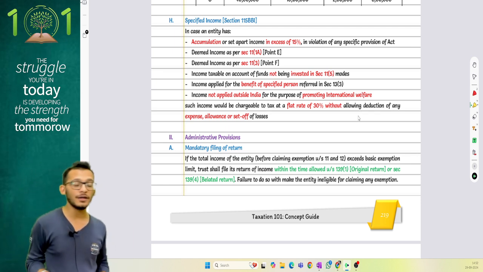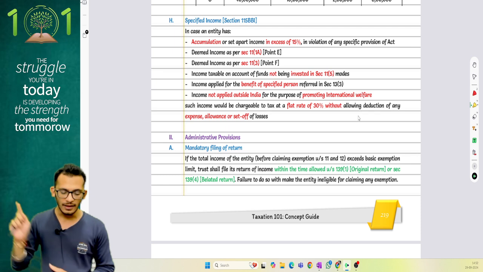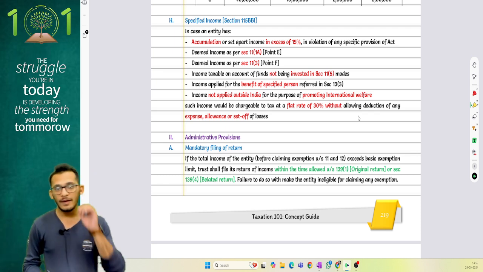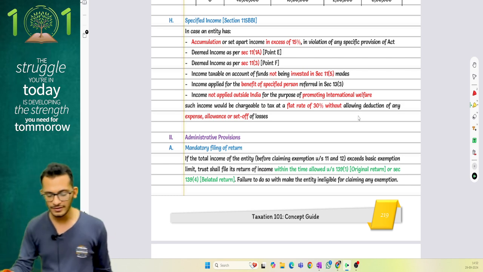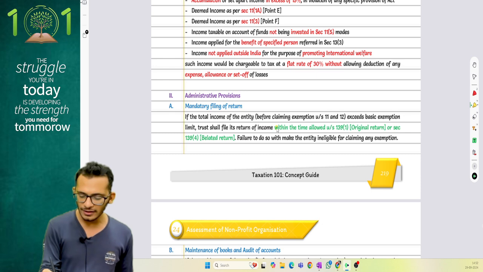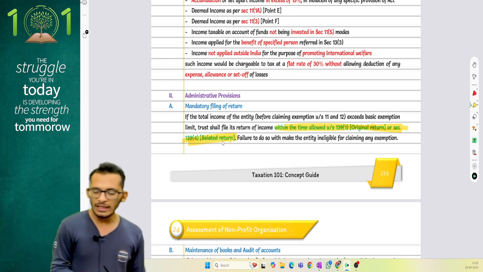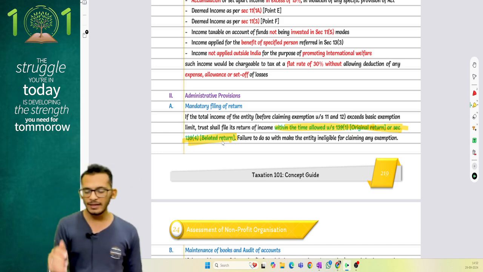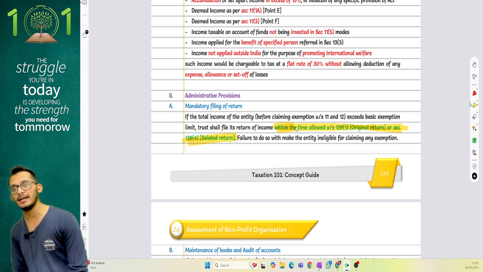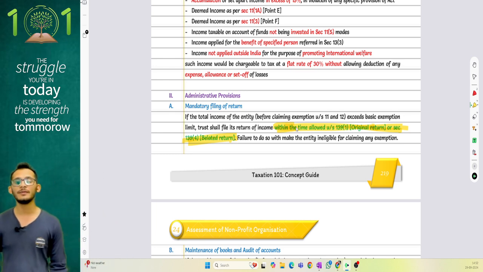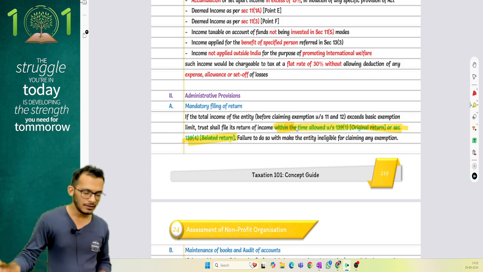Coming to the administrative part of it, because recently ICAI has made it very famous to ask for administrative provisions. The administrative provisions say that if you want to claim any kind of exemption under this chapter, please ensure that you file your return on time. In case you do not file your return on time, no problem. Even if you file a belated return, you will still be allowed the exemption. Just because you don't file an original return on time does not mean that I'll deny the exemption to you. A belated return will also be eligible for exemption, but please file the return of income.